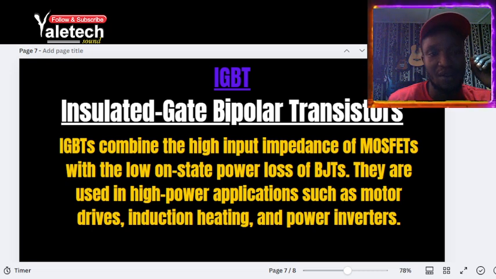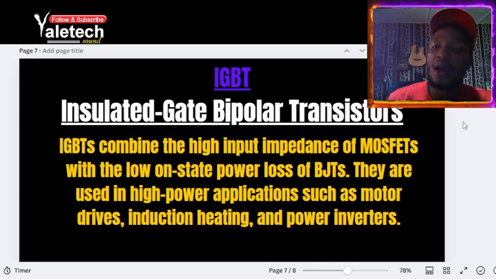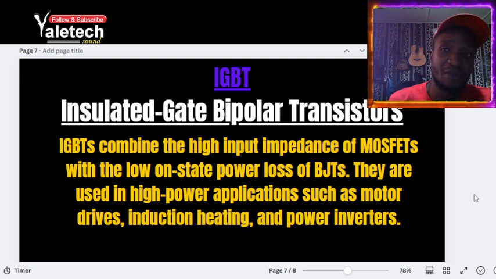Now you can see, IGBT combines the high input impedance of MOSFET. One of the characteristics of MOSFET is the ability to handle a very high input, because when we talk about transistors, based on the area of amplification, what they simply do is amplify. Like a weak signal coming in, they will amplify it up. Like the way I'm talking now, if my volume is not too loud, once it passes through an amplification system, it will boost it up.